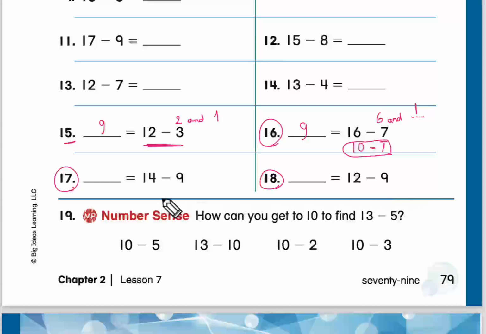Okay, I'll continue. If you didn't finish, pause the video. If you have finished, continue with me and check your answers. 14 minus 9 is 5, so 5 equals 14 minus 9. And here, 12 minus 9, yes, 3. So 3 equals 12 minus 9. Check your answers, my heroes.